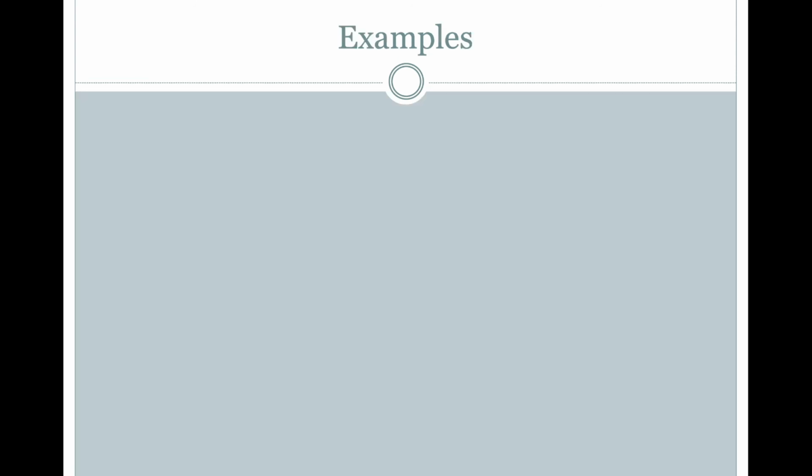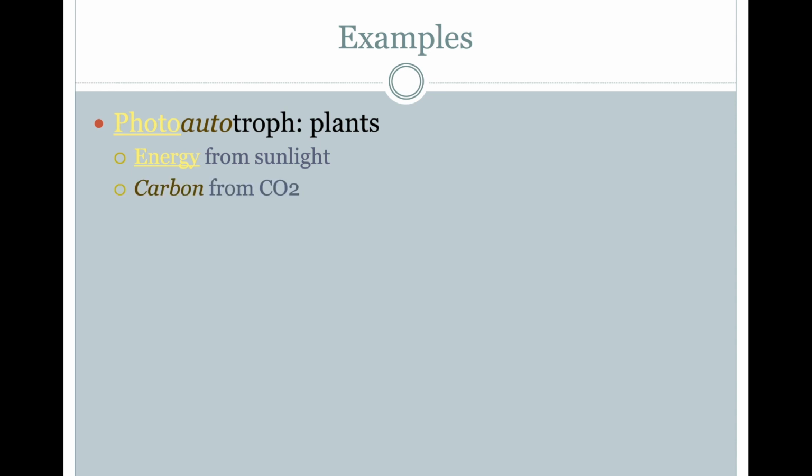And then you can put these terms together, right? So we use terms like photoautotroph to describe photosynthetic organisms that are able to get their energy from sunlight. So energy would be the first term we use, and then carbon from CO2, which would be the second term we use. And this is a really common category of photosynthetic organisms like plants.